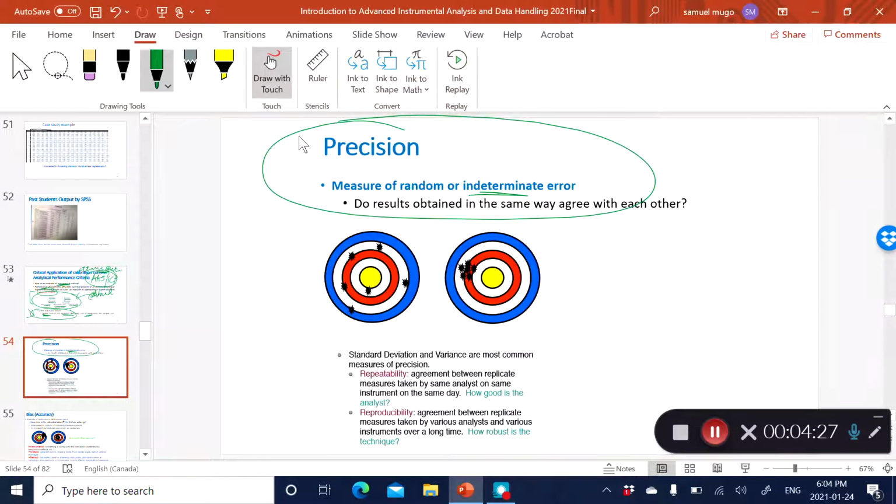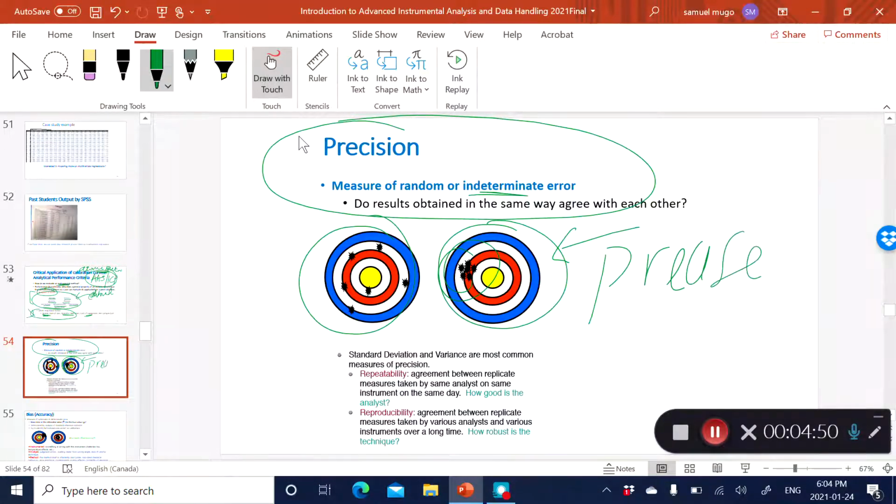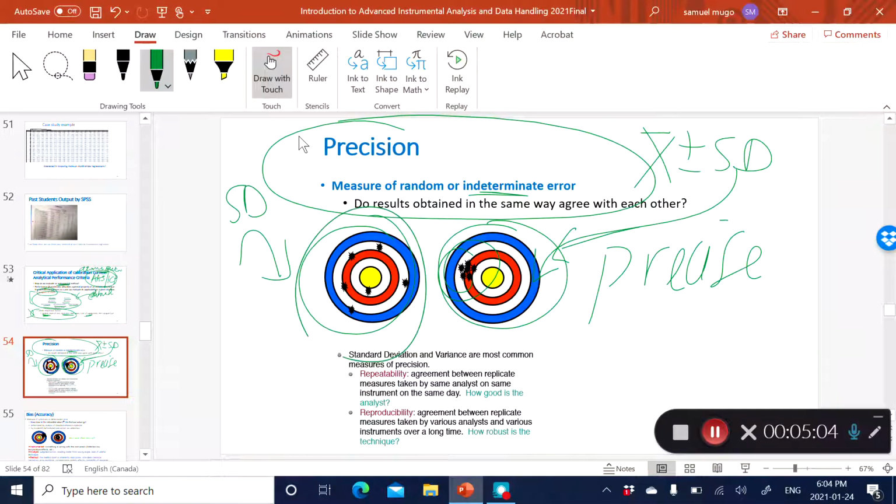For example, if you look at the figure shown here, you can have a data set that looks like this, that is very closely distributed in one area, whereas you can have a data set that looks like this, that is fairly distributed in a wider area. So you can see that this data is more precise, meaning the mean value plus or minus the standard deviation here is fairly small compared to the standard deviation in this case.